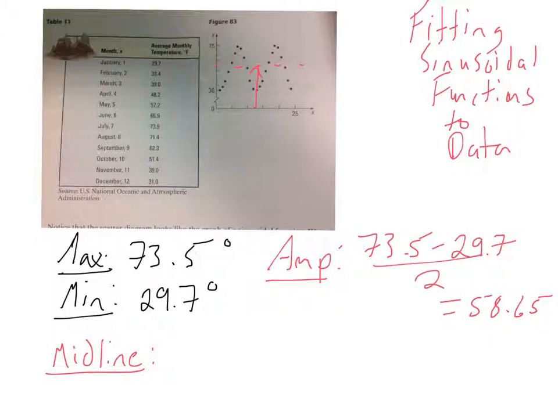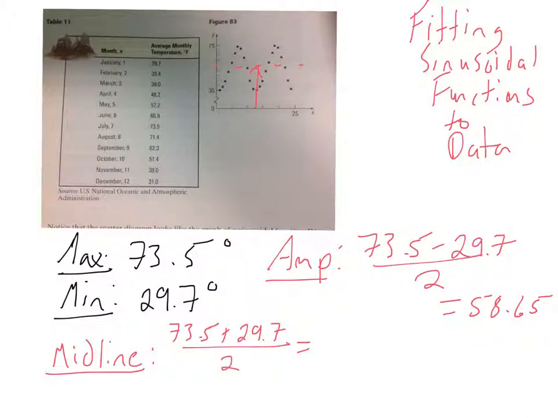Yeah. So to find it, instead of 73.5 minus 29.7, it's just 73.5 plus 29.7 over 2. And that midline will be our vertical translation.